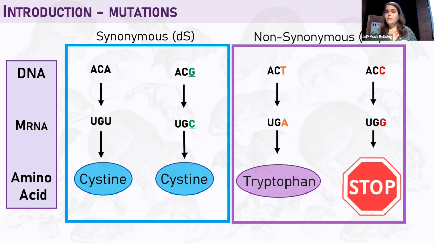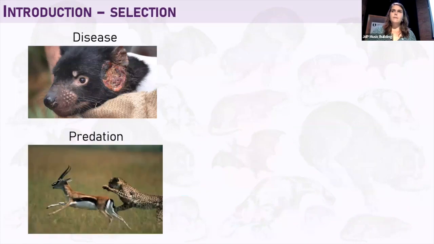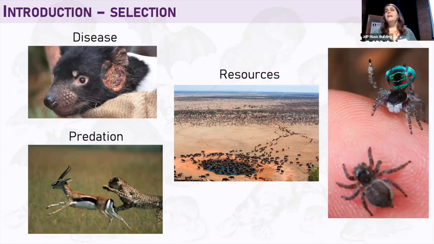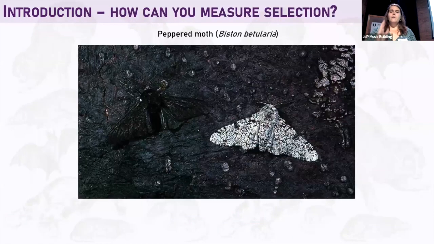And it's when selection occurs, such as if there is disease in the population, predator-prey interactions, availability of resources, or perhaps most important, how sexy you are, that these mutations can become fixed within a population. So let's say you have a gene and you're interested in knowing how selection has acted upon it within a population or a species. How do you calculate that?